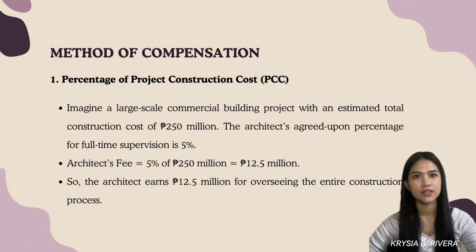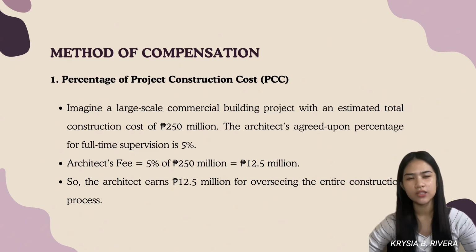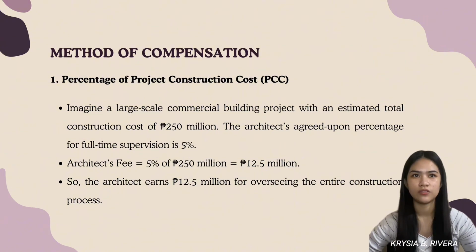Next, we have the method of compensation. First is the percentage of project construction costs, PCC. Imagine a large-scale commercial building project with an estimated total construction cost of 250 million. The architect's agreed upon percentage for full-time supervision is 5%. So the architect's fee is equal to 5% of 250 million, which is 12.5 million. So the architect earns 12.5 million for overseeing the entire construction process.